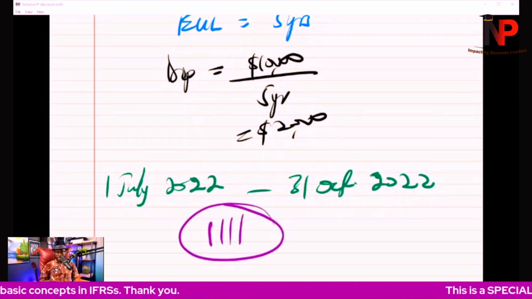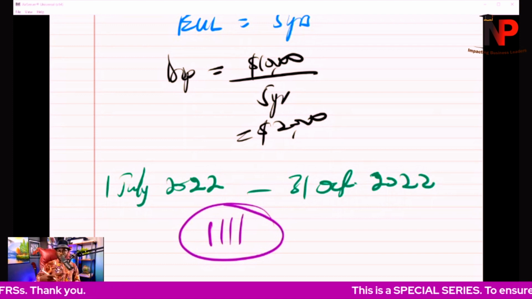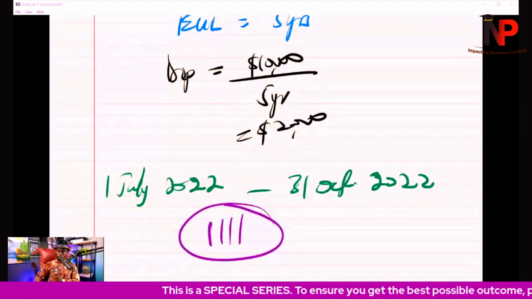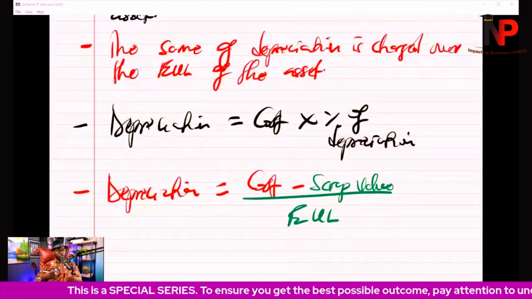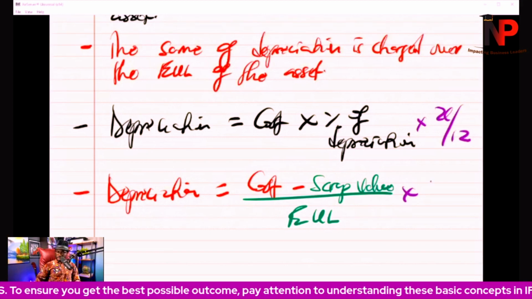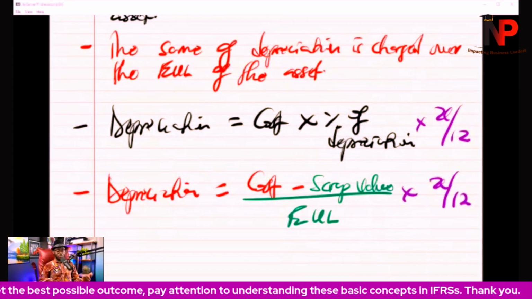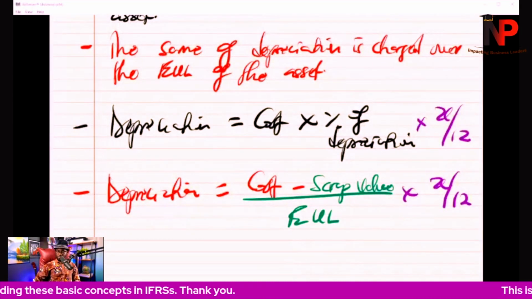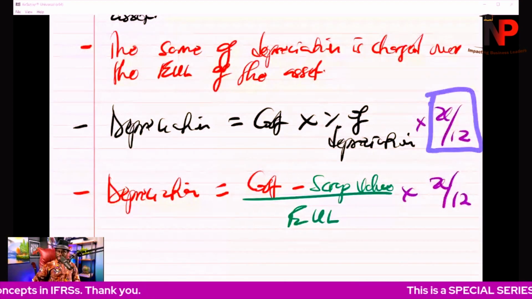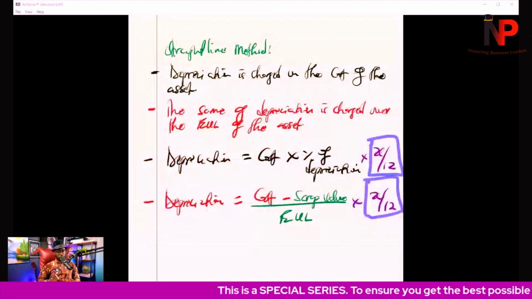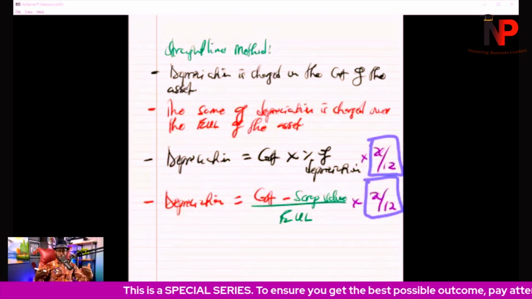So in this specific scenario, we would have to calculate the depreciation on a 4 months ownership basis. For that reason, the calculation of the depreciation may have X over 12 coming in. X means the number of months that we have used the asset in the current year under review. And if it is not a full year, that is where the X over 12 will come in. That is the concept of the straight line method of depreciation.